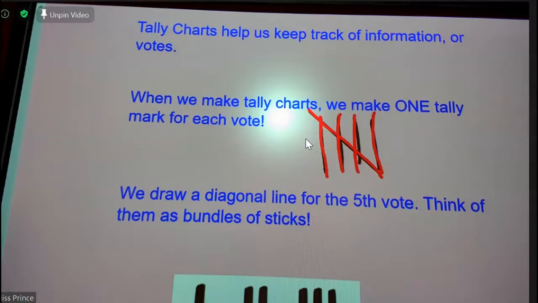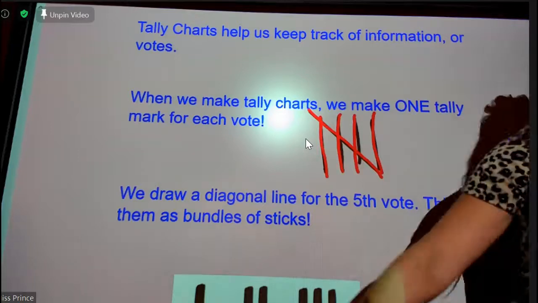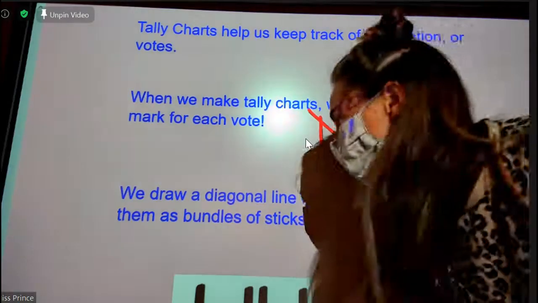Go ahead and unmute. We say bundle. It's called a bundle. So, think of them as bundles of sticks.